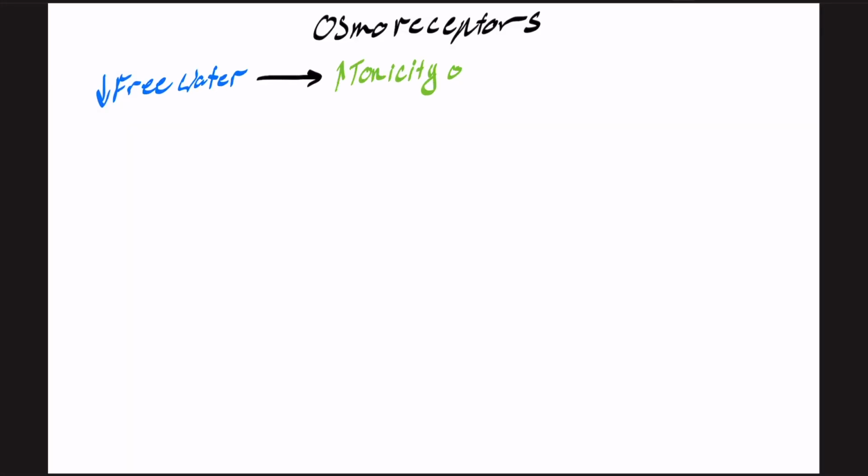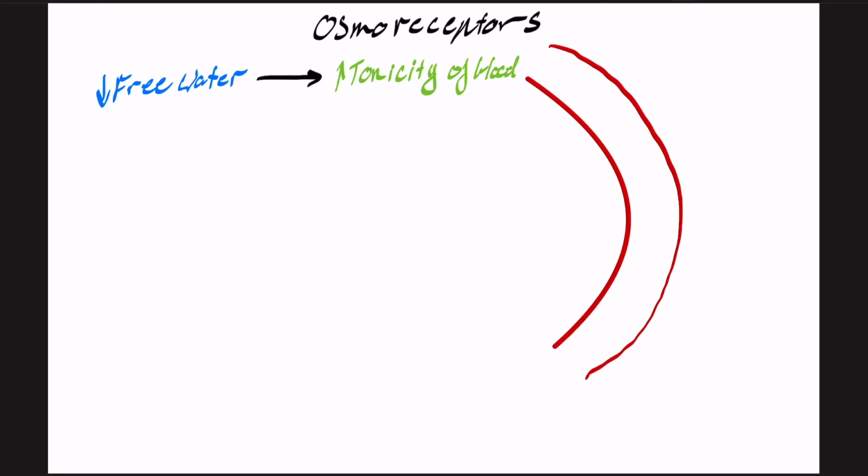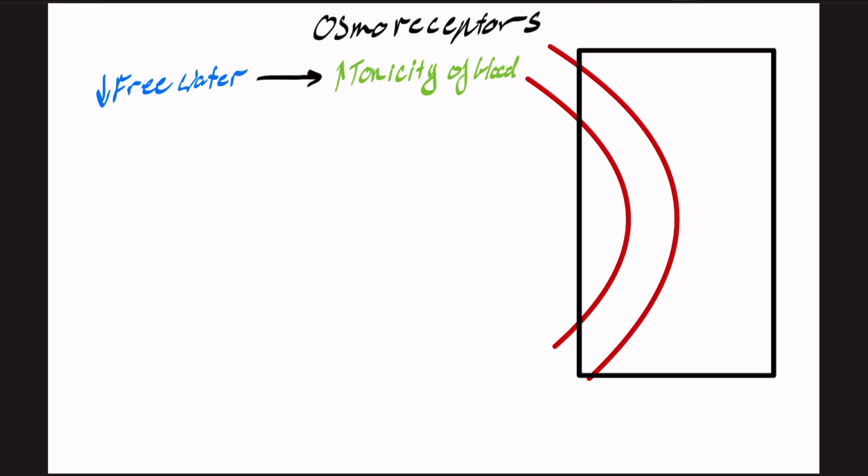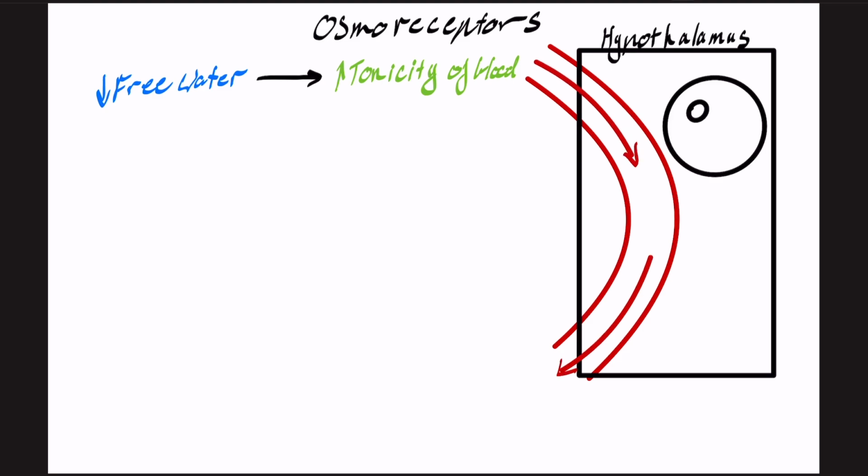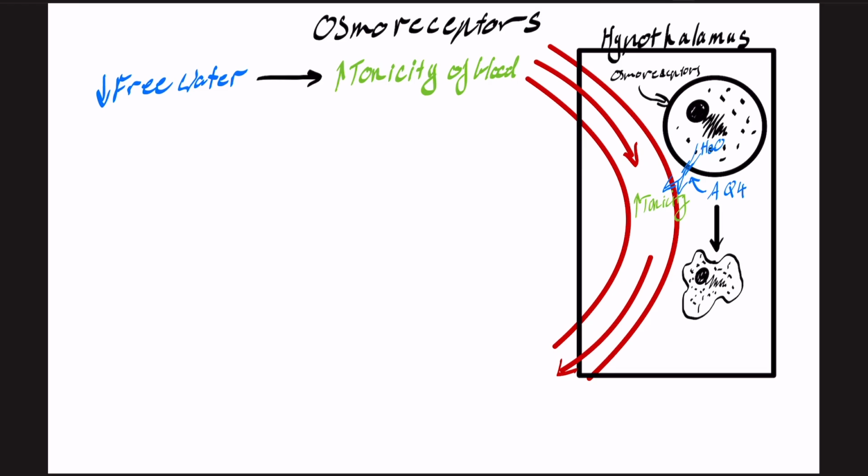When you have decreased free water, your solutes will be more concentrated, so you've got increased osmolarity. This increases the tonicity of the blood. As the blood flows through the hypothalamus, it will pass these cells called osmoreceptors, and they have aquaporin channels on the cell membrane, and these allow water to easily enter and exit the cell. So now you've got a situation where there's increased tonicity in the intravascular space that's passing these cells. That will draw water out of the cells, which will crenate the cells.